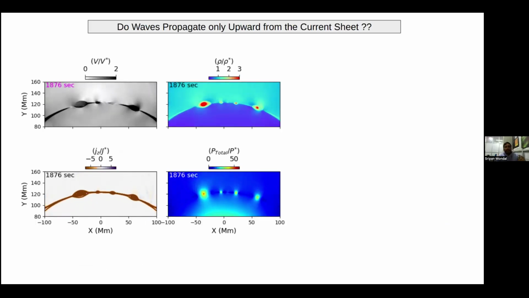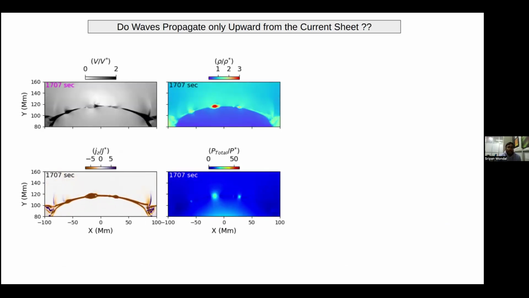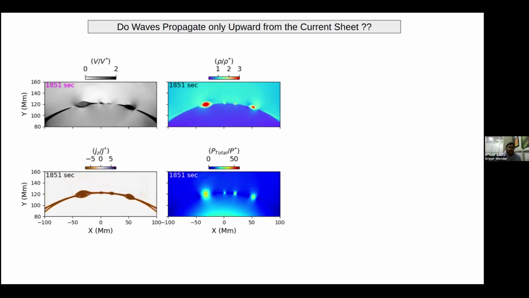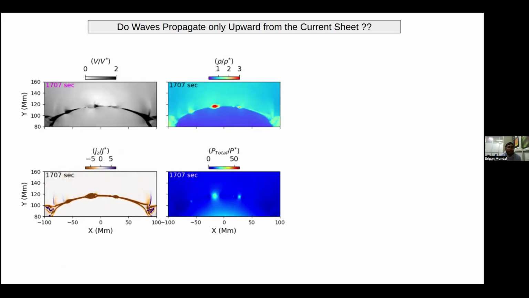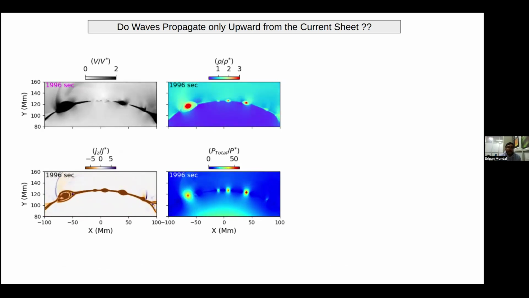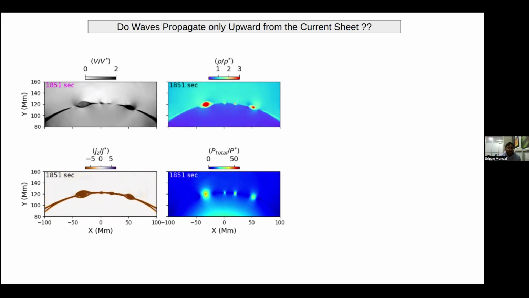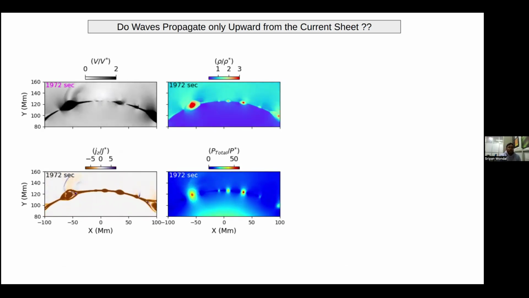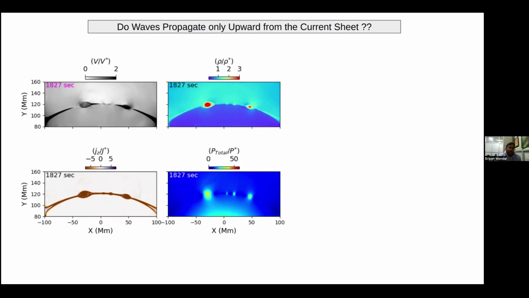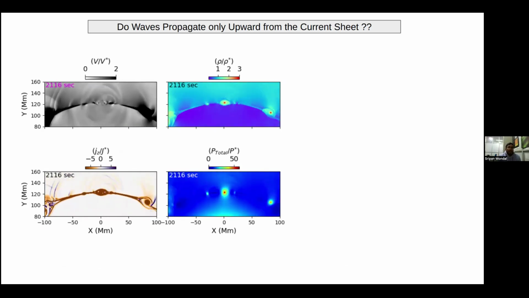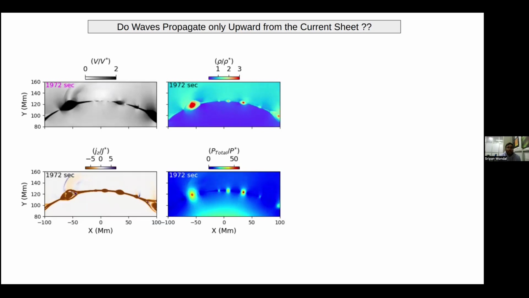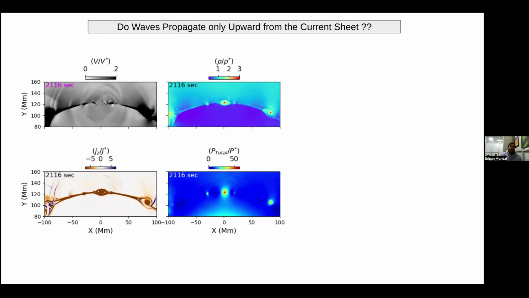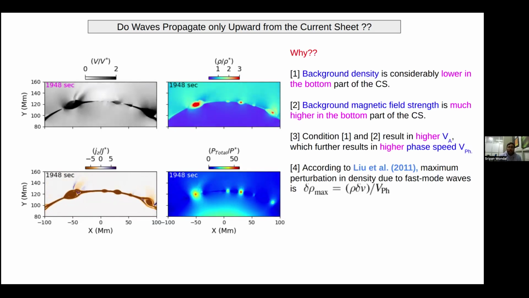Then the next question is, do waves propagate only upward from the current sheet? Now if you see the top left panel, you can see the perturbations are in both directions in the velocity, but they can hardly be seen in the density perturbation, or even in the current density or the total pressure. So naturally the question arises: even though we have velocity perturbation in both directions, why don't we realize the presence of waves in the bottom part of the current sheet? So here is the answer.